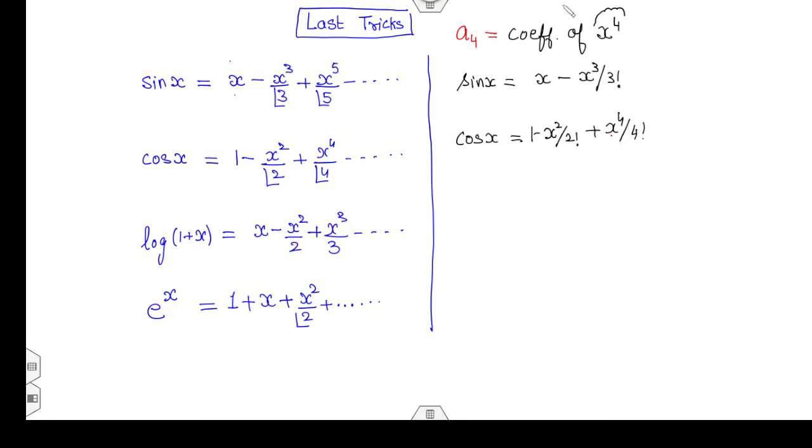Similarly for the other case. And how can you write the sin inverse x? Again, it's very simple: x plus x cube by 3 plus x5 over 5 plus x7 over 7 plus and so on. And for the coefficients you write, start from 1, 1, 2, 3. Here up to 5, 1, 2, 3, 4, 5. Here up to 7, 1, 2, 3, 4, 5, 6 and 7, and so on.